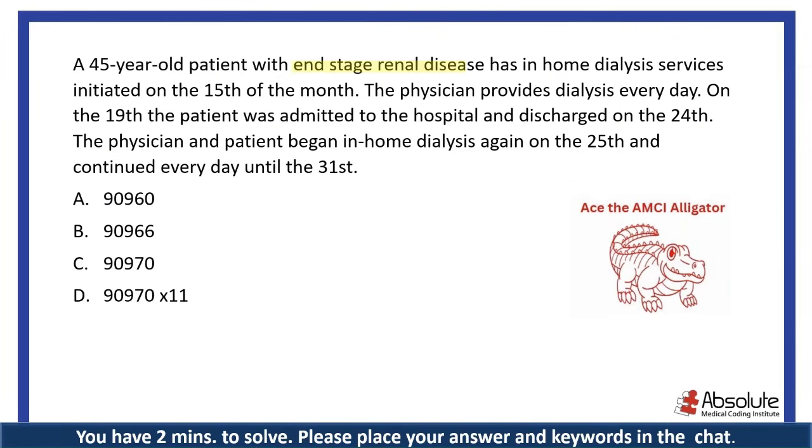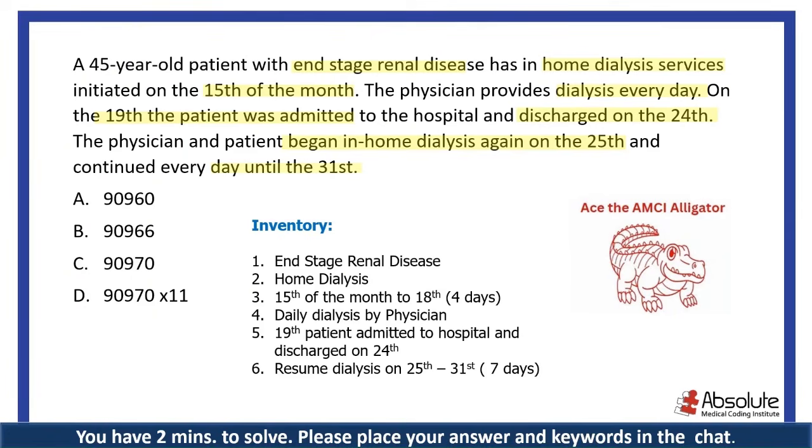We have a 45-year-old patient with end-stage renal disease, home dialysis services initiated on the 15th of the month, dialysis every day. On the 19th, the patient was admitted to the hospital and discharged on the 24th, and began in-home dialysis again on the 25th and continued every day until the 31st. And these are our inventory.